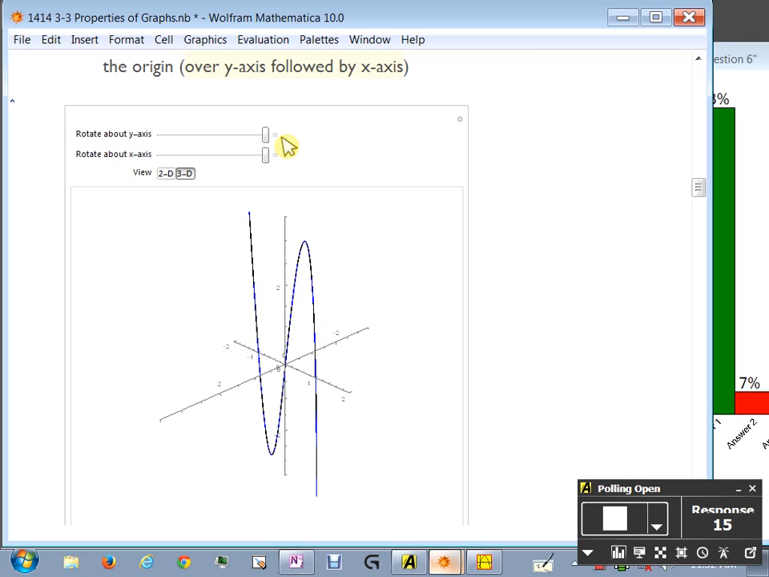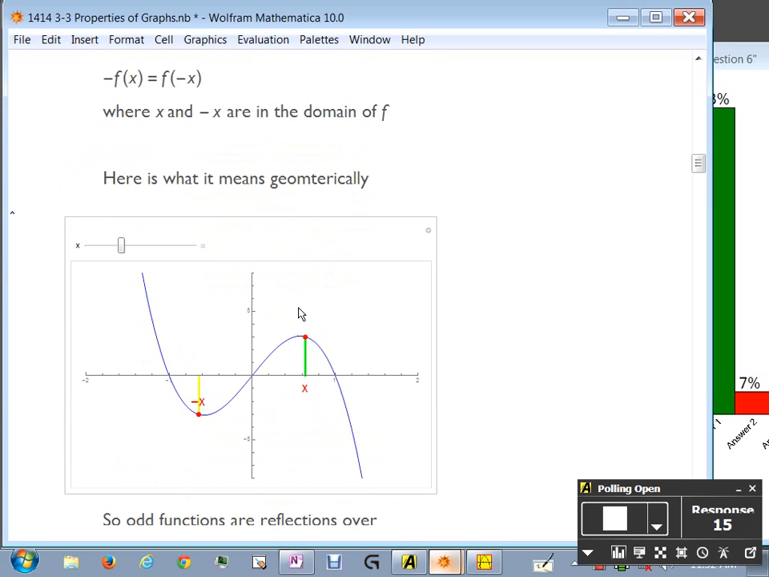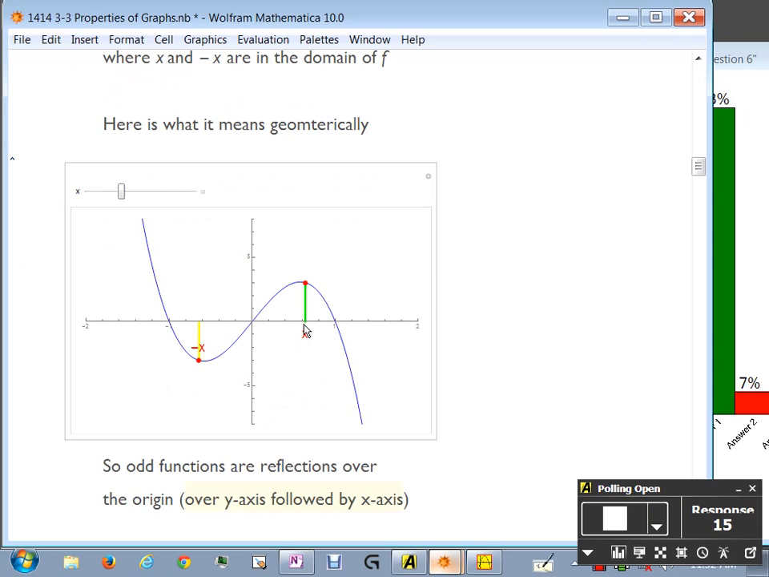They're harder to identify. So let me go back to this one and see if I can get you to see this. If I take this right side and just mirror it over here, is it going to be right on top of that one? No. But then if you rotate around the x-axis, will it? Yes. Question?